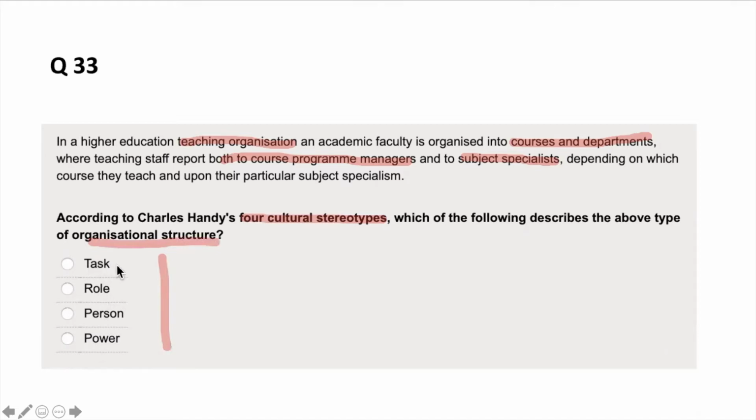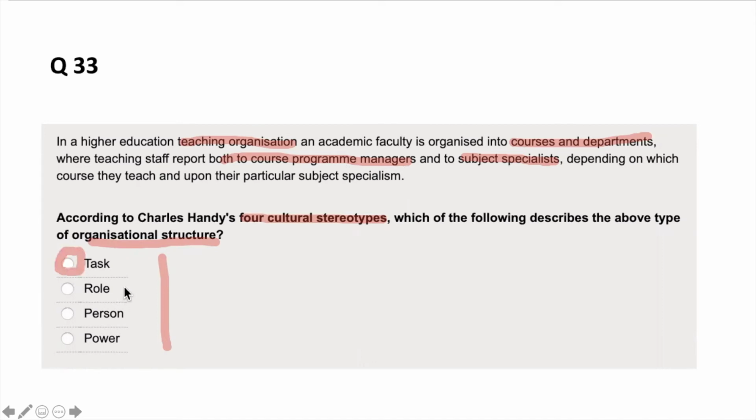Now, task is when, of course, groups are formed to solve particular problems. Lines of communication are similar to a matrix, which is kind of close to the answer because that's how a university works. There are many people who are empowered to take decisions. And the fact that you have both the course program managers and the subject specialists that these teachers report to shows that it's more complex. So it looks like task up to now, but let's see the rest.